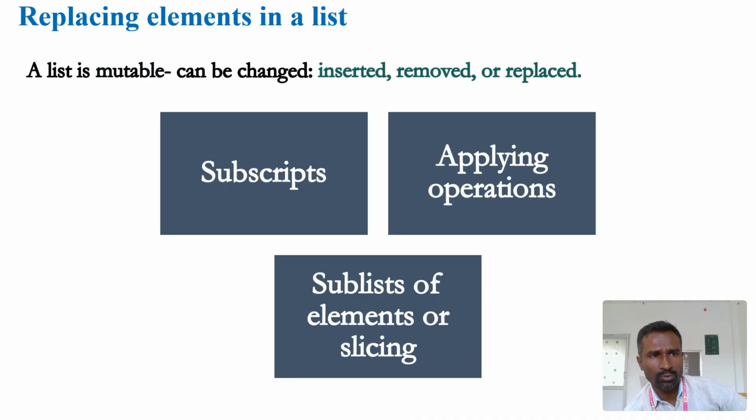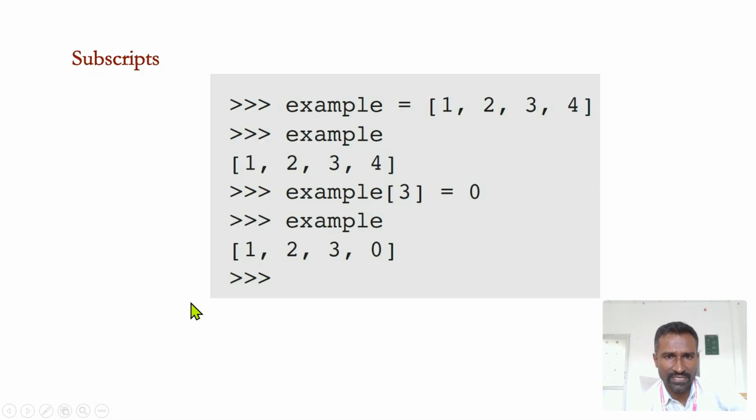And one more thing we want to see is how to replace an element in a list. A list is a mutable one, so we can access, change, insert, remove, or replace elements in a list. This is the main point: list is a mutable one. So for subscripts, applying operations, sublist of elements, or slices: subscript means we can replace the value. How can we replace it?